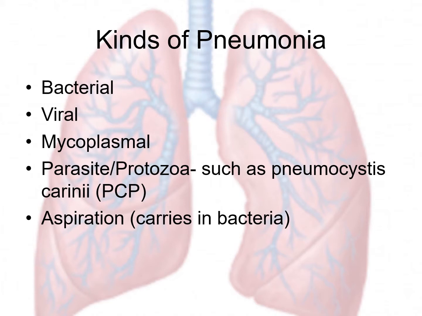So various kinds of pneumonia exist. Bacterial, which of course we would use antibiotics for. Viral, which we might very well use antivirals for. Mycoplasmal pneumonia, which mycoplasmal organisms lack a cell wall, so we would have to use certain antibiotics that don't involve cell wall synthesis inhibition. There's also some protozoa that cause pneumonia, such as Pneumocystis carinii.